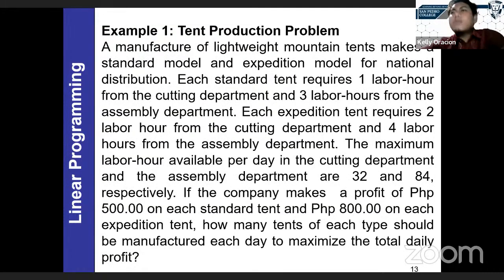Okay, so let's start solving. Let's start with the tent production problem. It's a somewhat long problem, no? Very wordy. But don't you worry, because I will teach you how to solve this one.